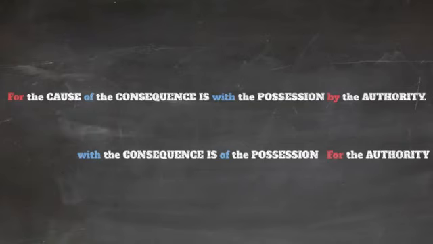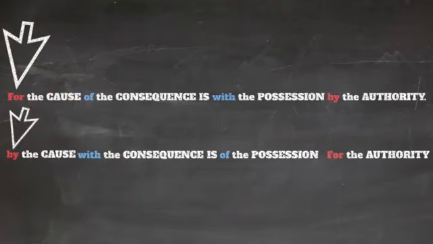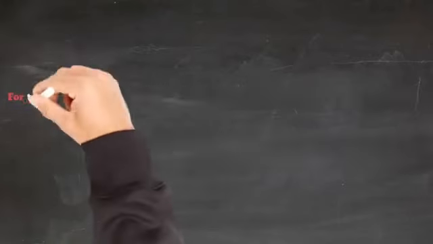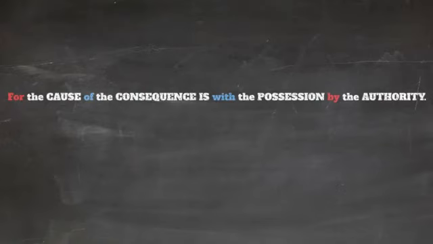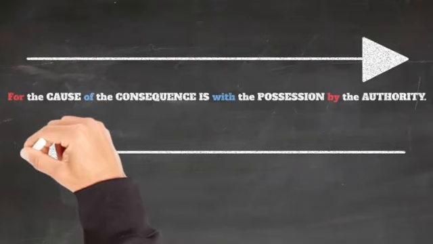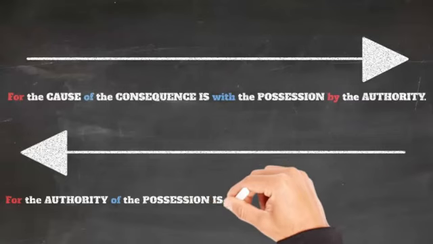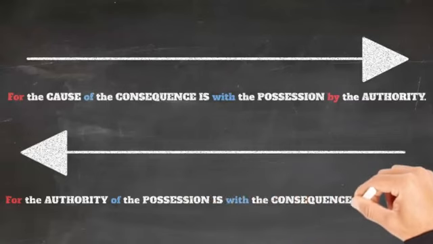And the same can be done with, for the cause. I can swap this out by saying, by the cause. Forward it reads, for the cause, of the consequence, is, with the possession, by the authority. Backwards it reads, for the authority, of the possession, is with the consequence, by the cause.